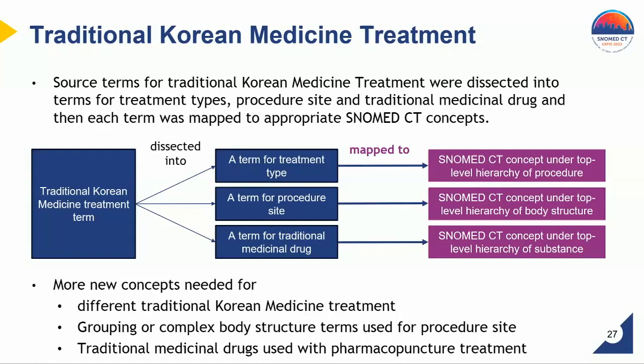When mapping concepts of traditional Korean medicine treatment, as I already explained, we dissected the terms into either treatment and procedure site or treatment and traditional medicinal drug and mapped each term to SNOMED CT concept accordingly. As for the traditional Korean medicine treatment concepts, SNOMED CT would need to add more new concepts to have more coverage of traditional medicine terms. Also, new concepts for different traditional Korean medicine treatment or concepts for grouping body structure terms or describing complex body structure would be necessary. Lastly, there are some concepts describing traditional medicinal drugs used for pharmacopuncture treatment. These concepts should be created as well to cover more clinical ideas of traditional Korean medicine treatment.